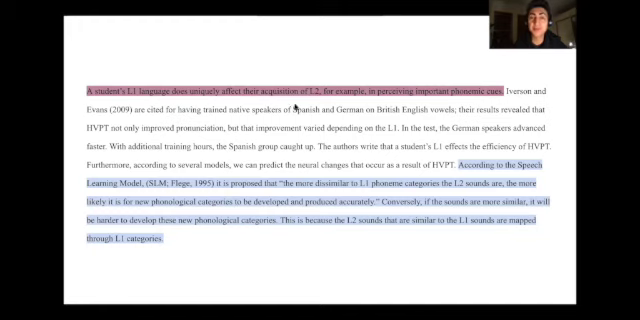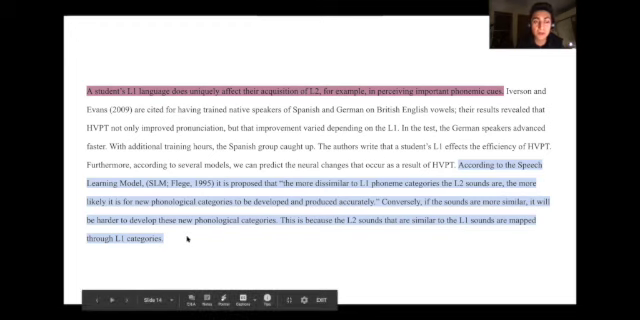All right, so we don't have to go through this too much, but the student's first language does uniquely affect their acquisition of L2, their second language, for example in perceiving important phonemic cues. According to the speech learning model, these are a bunch of models peppered throughout this paper, it's proposed that the more dissimilar the second language sounds are to the phoneme categories of the first language, the more likely it is for new phonological categories to be developed and produced accurately. But if the sounds are too similar, it's too easy for the sticky brain to map them through L1 categories. L2 sounds that are similar to L1 sounds are mapped through L1 categories.